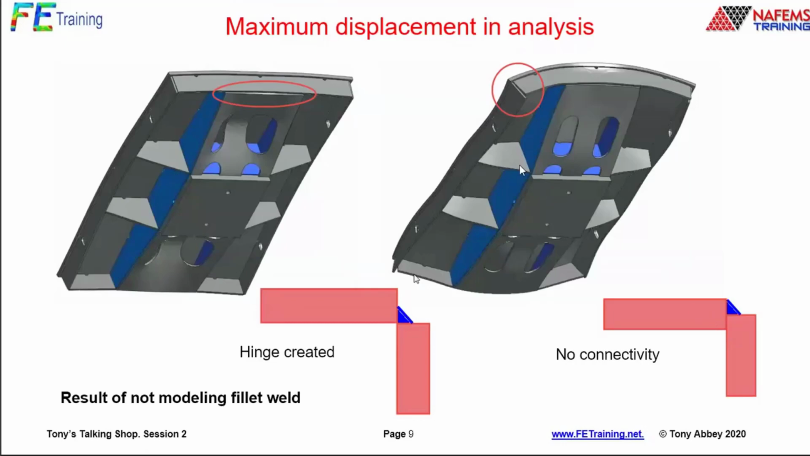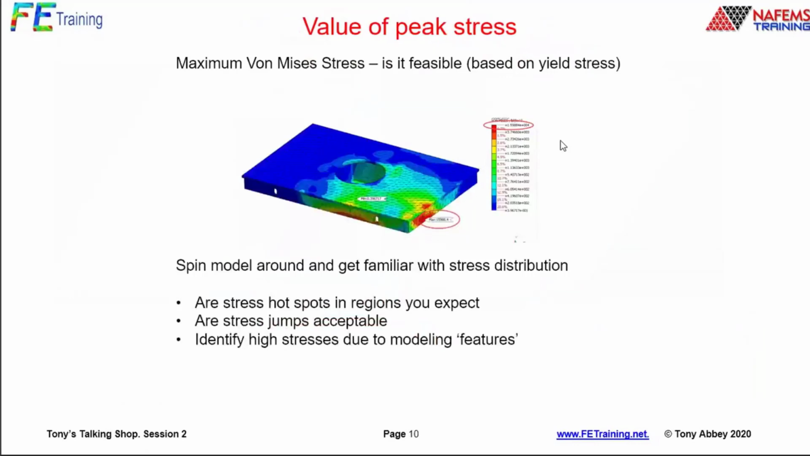So that's the result of not modeling the fillet weld. Again, that ran as a static analysis, but I wanted to see what's happening there. Just check it out. We'll revisit that, and I'll show another little thing that we noticed on that particular case. So that's the deflections.